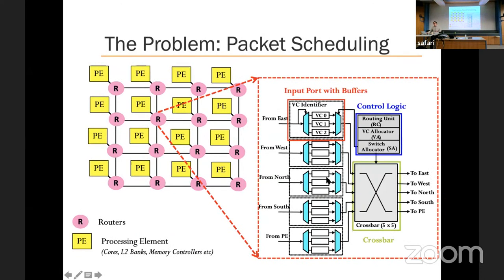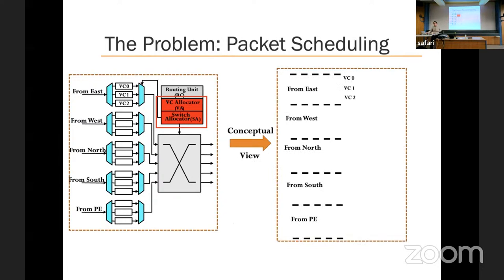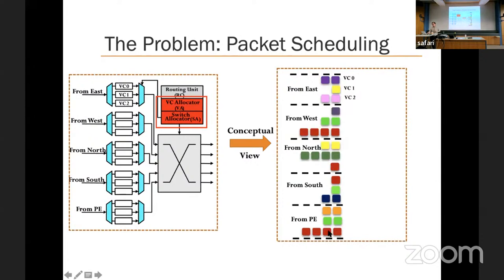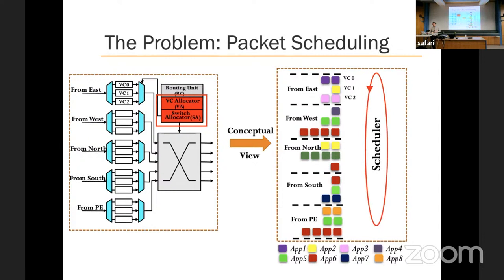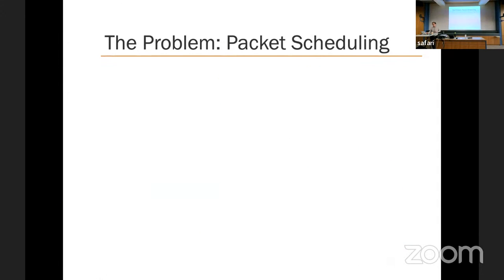And we've already seen this picture. The question is, what is done over here? So conceptually, what the router does is it basically takes packets from different applications. Different colors may be different applications over here, as you can see, and then schedules each. For a given output port, it decides which packet gets scheduled, right? So it's a complicated decision, clearly, as we have discussed.